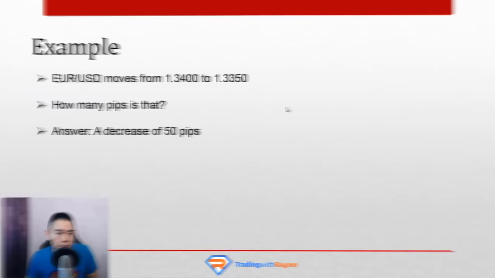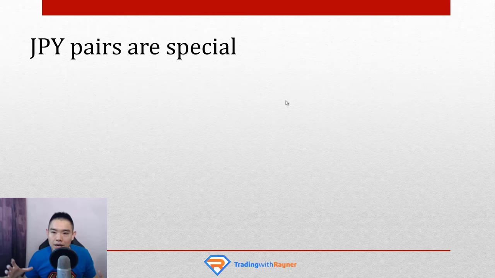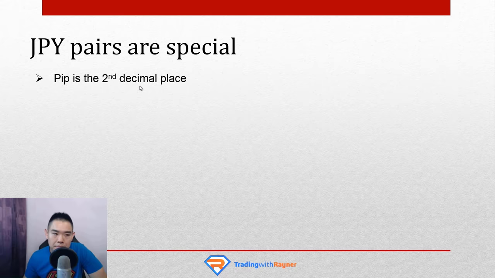Moving on, one thing to share is that the yen pairs are special. They are not like the other currency pairs where the pip is at the fourth decimal place. For yen pairs, like the dollar against the Japanese yen, or the pound against the Japanese yen, the pip is at the second decimal place. So bear this in mind: only for yen pairs, the pip, when you look at the currency code, is at the second decimal place.